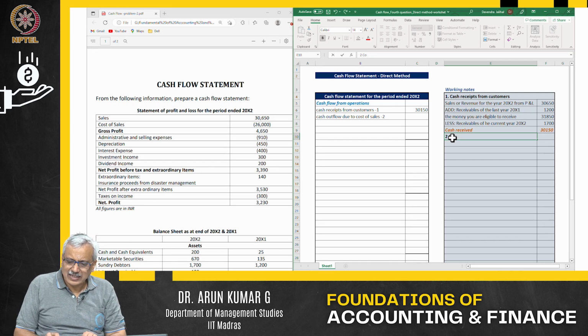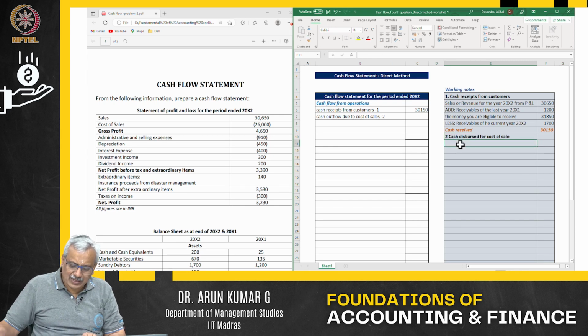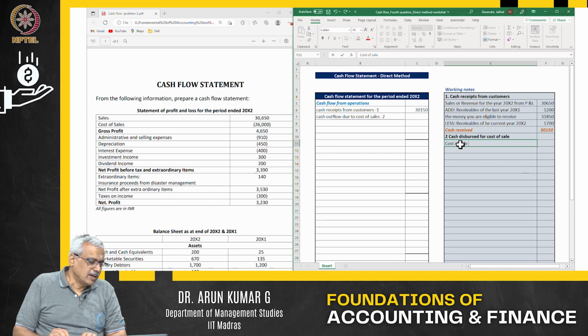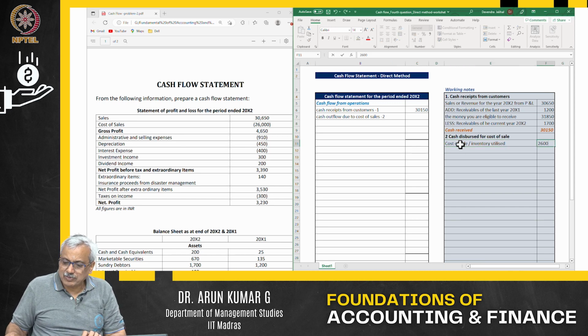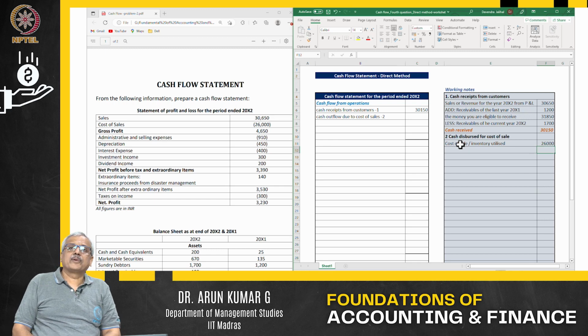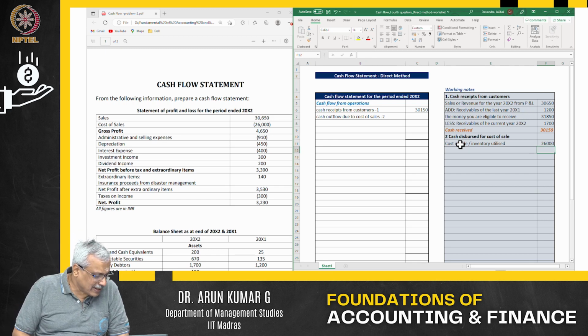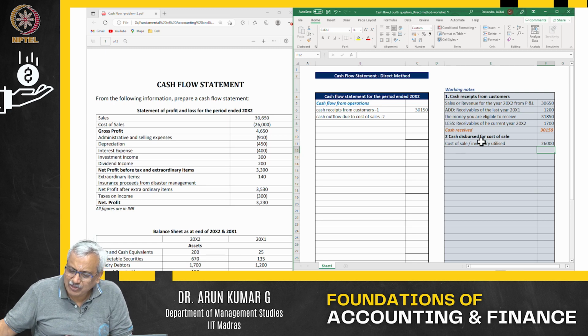Number 2 in this particular case is cash disbursed for cost of sale. So, let us say what is the cost of sale, or inventory utilized. Inventory utilized as per the P&L is 26,000, perfectly all right. Now, in this particular case, have you utilized this 26,000 inventory? Have you bought this entire inventory? Might have bought, might not have bought, because I might have had it in my stock.